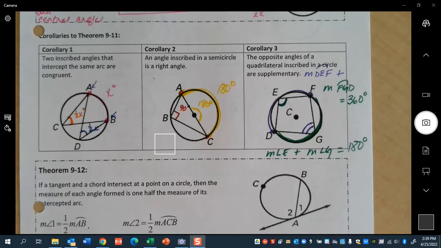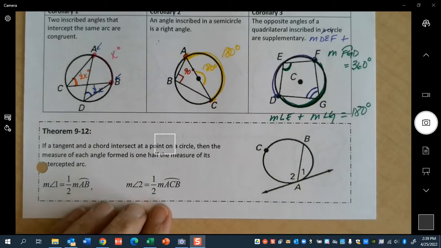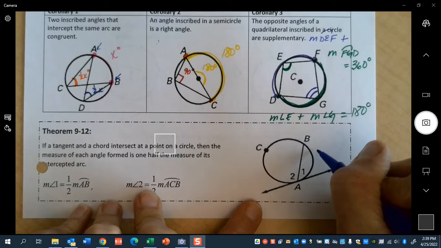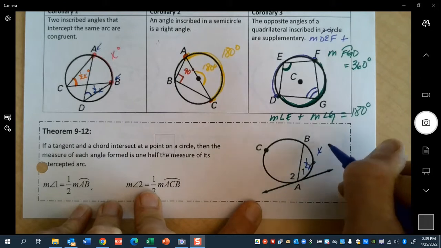All right, last one. Are you ready? If a tangent and a chord intersect at a point on the circle, then the measure of each angle formed is 1/2 the measure of its intercepted arc. Here we go. Ready? If I know that this is x, this is going to be 1/2 x degrees.